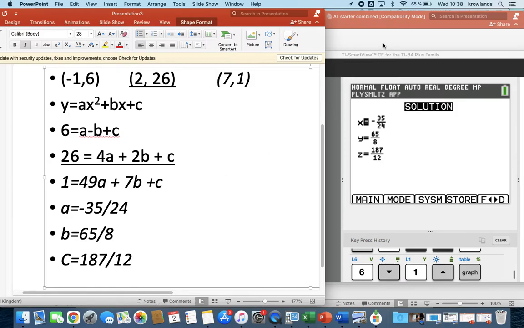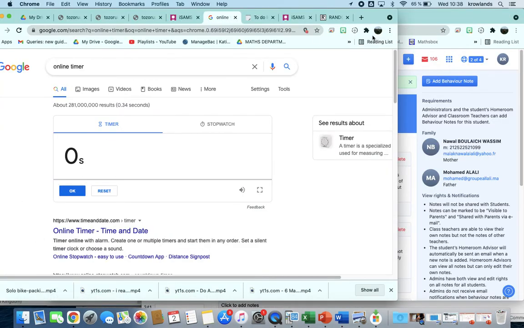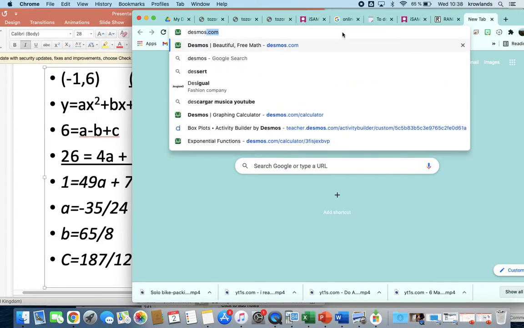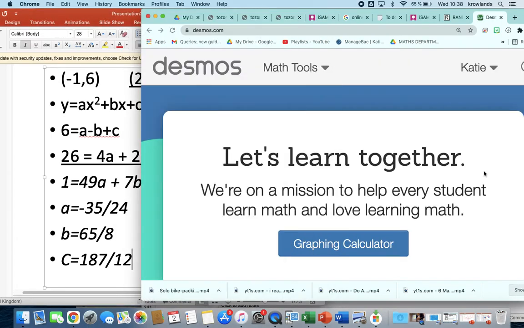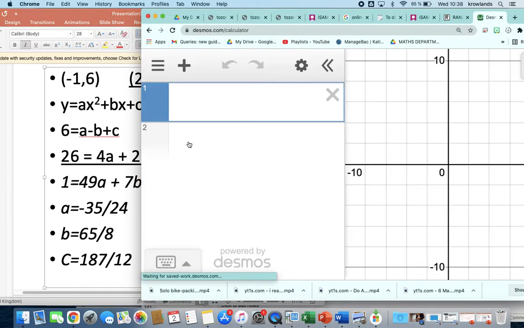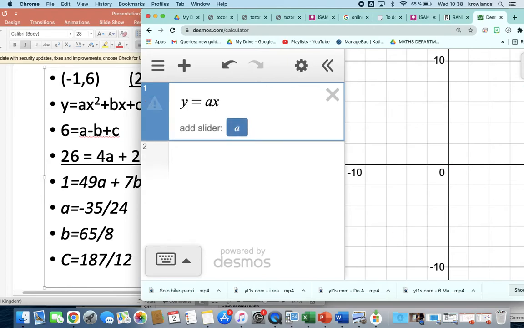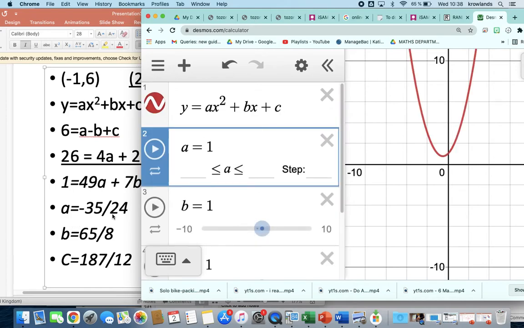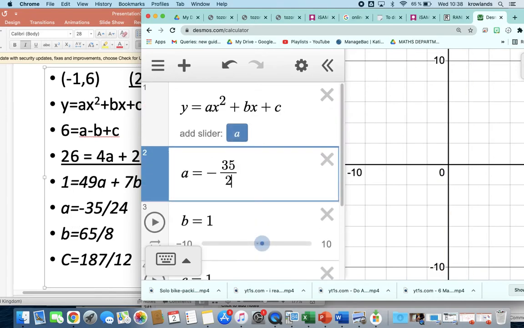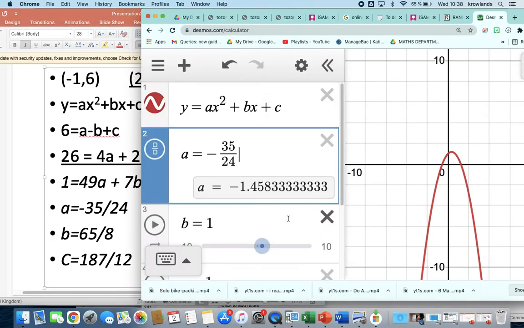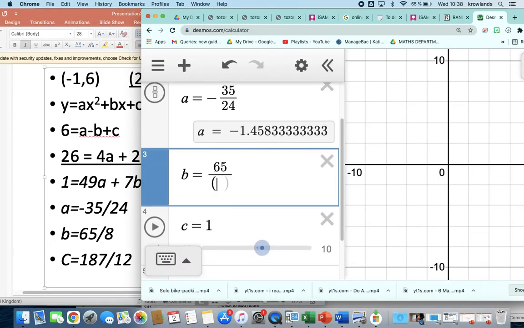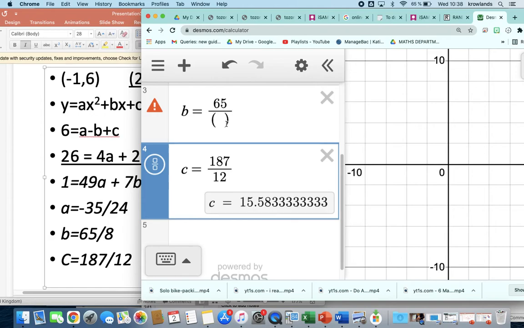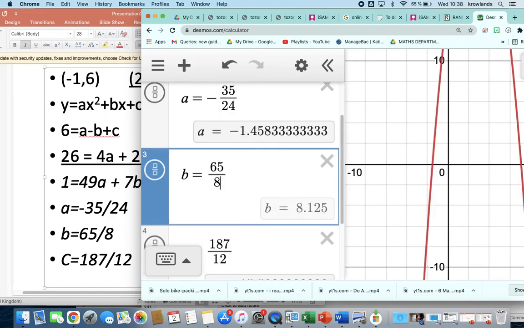Now, what does this mean in practice? You don't need to actually know what this means, but if we went on to Desmos, to the graphing calculator, and typed in the function y equals ax squared plus bx plus c, this is a quadratic graph. Now a, we change to minus 35 over 24. b, we change to 65 over 8. And c, we change to 187 over 12. There we go, there's our quadratic.